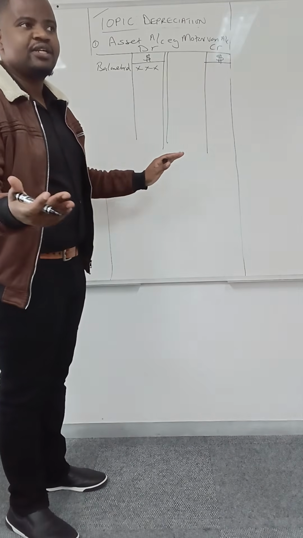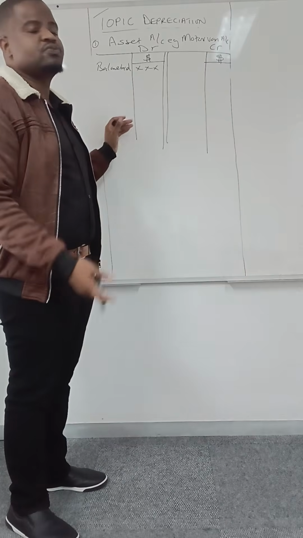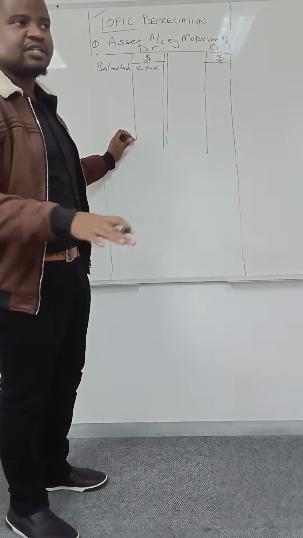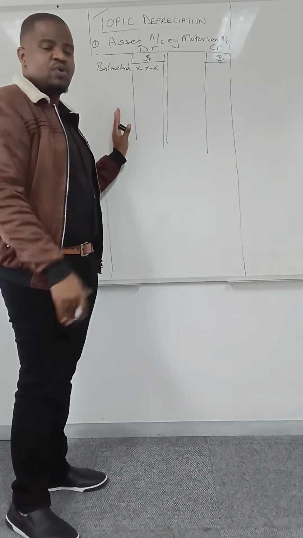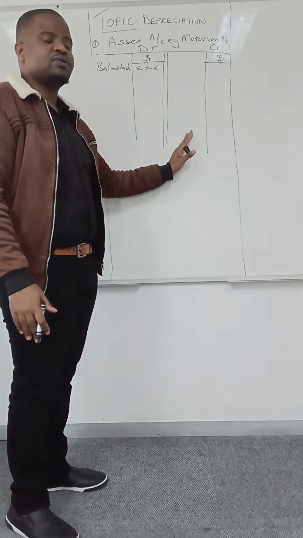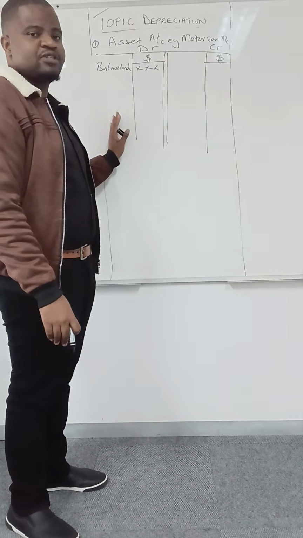Mostly, the thing that increases the asset account is purchasing. Whenever you see a statement saying we purchased an asset, we record on the debit side. Whenever you see a transaction saying we disposed of an asset, it means we record on the credit side. So you need to know that when we purchase, we debit.